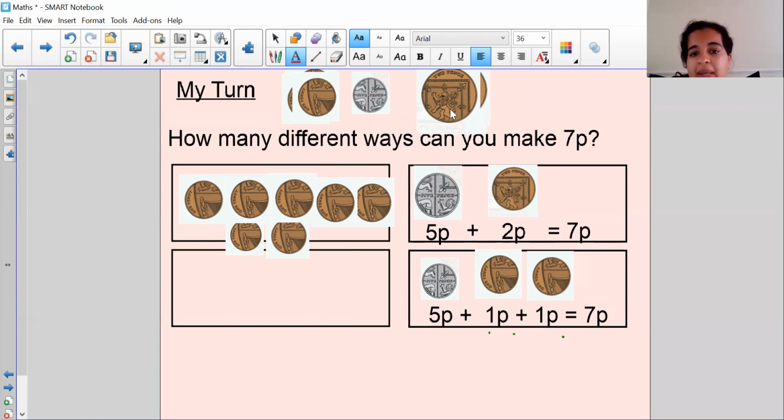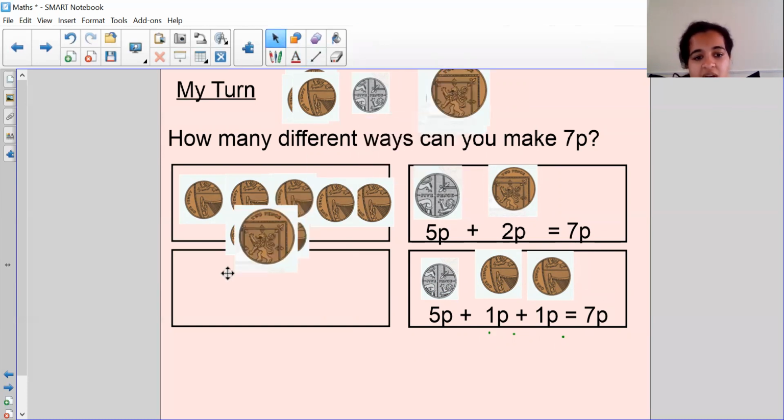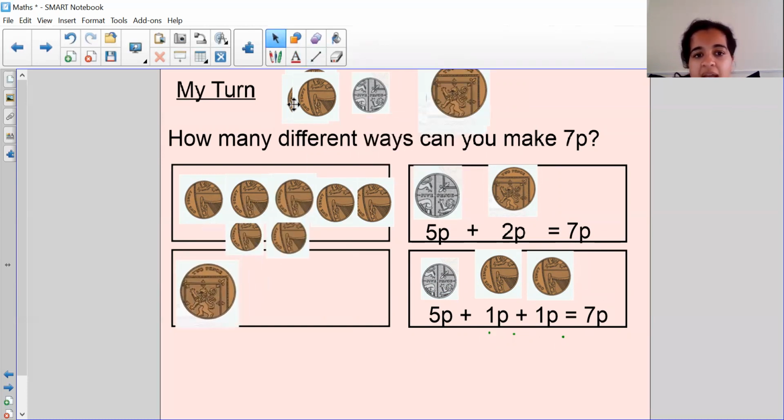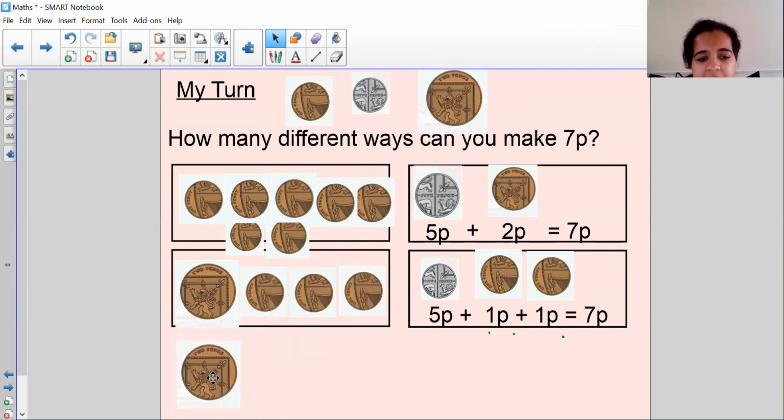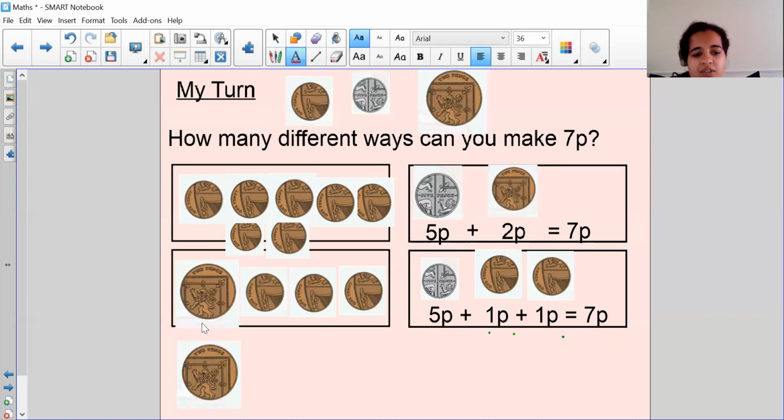Or my last way, maybe I can use some 2p coins. I could do a 2, and then maybe I could do 3, and then I could do 4, 5. Oop, I've run out of 1p coins. I'm going to get another 2p coin. 6, 7. Okay, so I could do 2 plus 1, which gives me 3, plus another 1 gives me 4, plus another 1 gives me 5, plus a 2p gives me 6, 7.